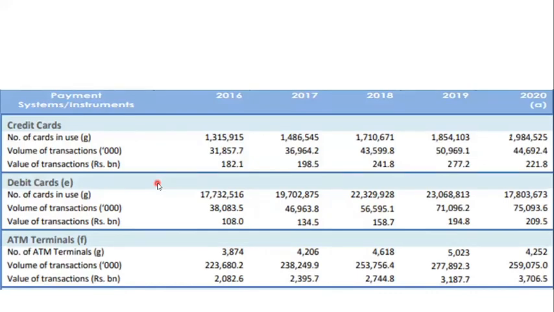This demonstrates credit card value as well as volume for the period of 2016 to 2020. Credit card usage has been recorded as 1.3 million in 2016 and improved to almost 2 million in 2020. Debit card usage pattern also follows the same pattern, and as of 2020, debit card availability is 7.8 million.